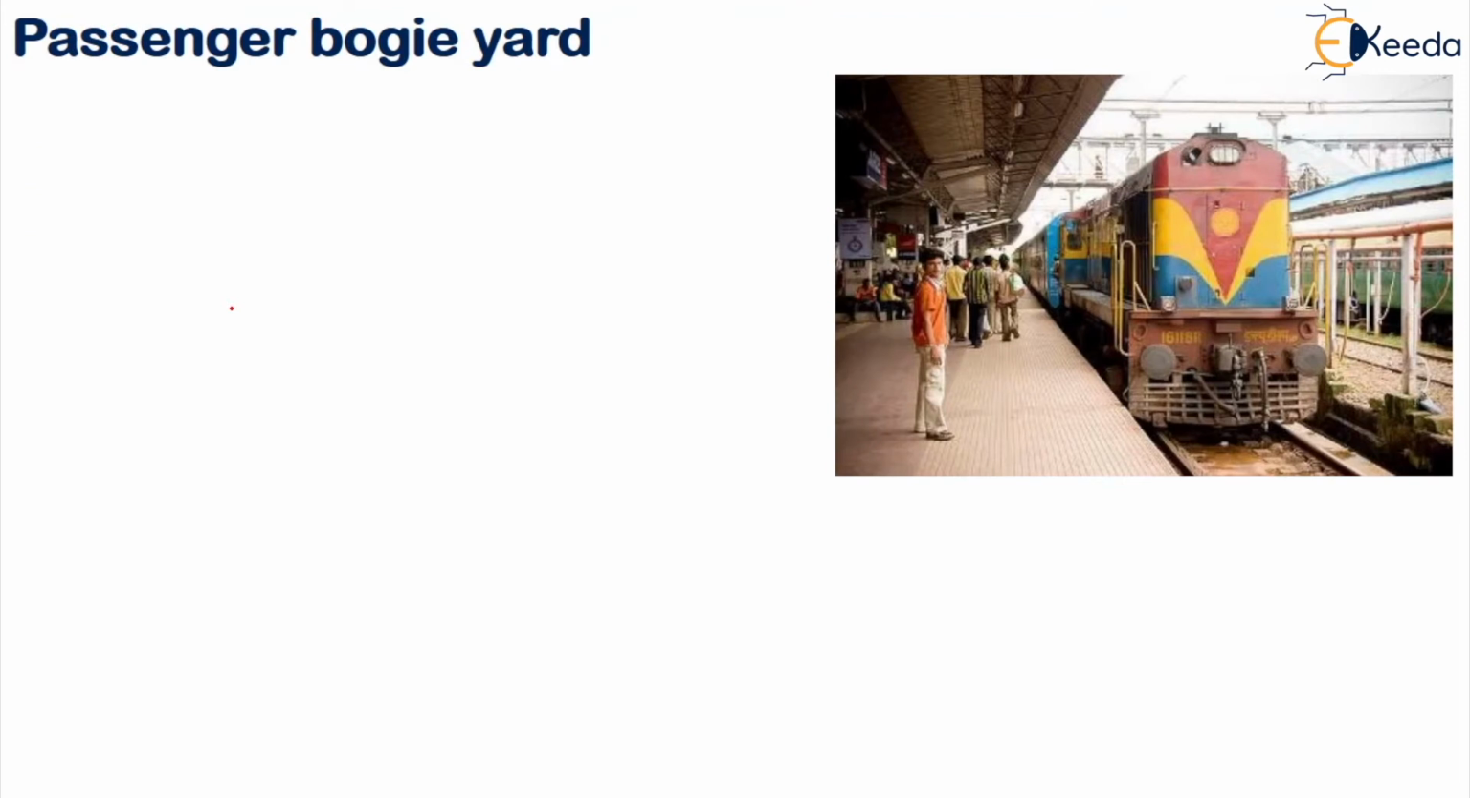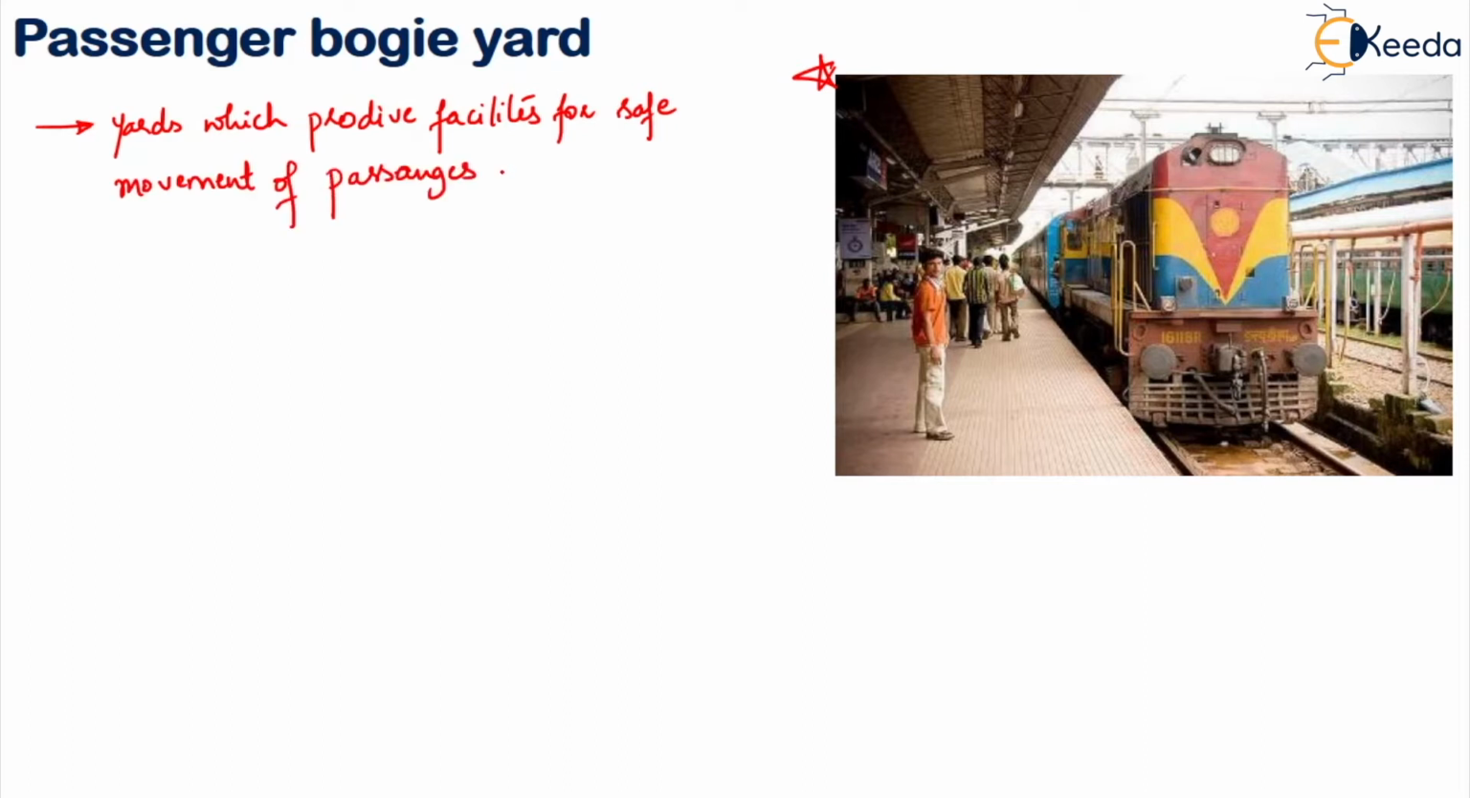So the first one is what? The passenger bogie yard. Why is this type of yard provided? For safe movement of passengers and bogies. That's why it's called the passenger bogie yard. So yards which provide facilities for safe movement of passenger bogies are known as passenger bogie yards, or sometimes they are just called passenger yards.